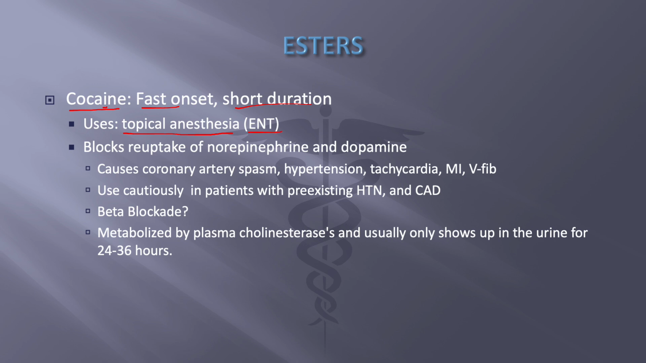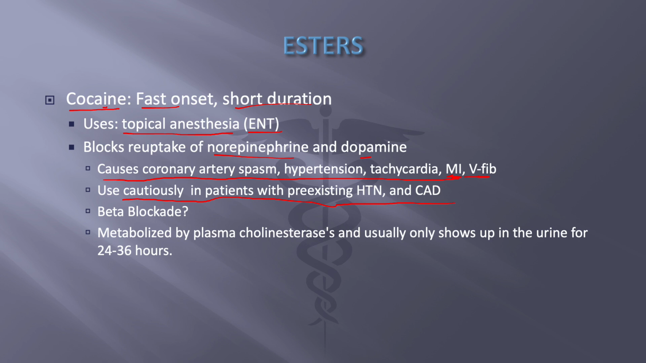It blocks reuptake of norepinephrine and dopamine, so that's where we get our hypertension, vasoconstriction from. It can cause coronary artery spasm, hypertension, tachycardia, and MI and VFib, okay? So if we have an ENT doc that wants to use this, we want to use it cautiously in patients with pre-existing hypertension and coronary artery disease.